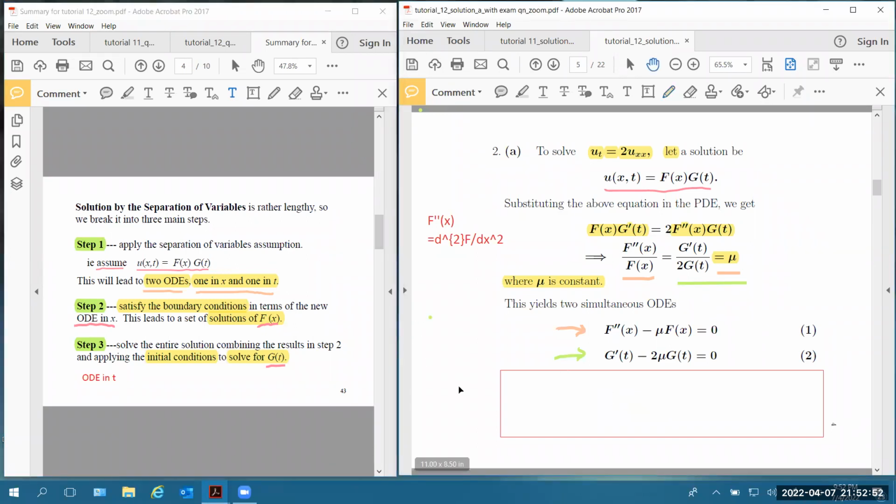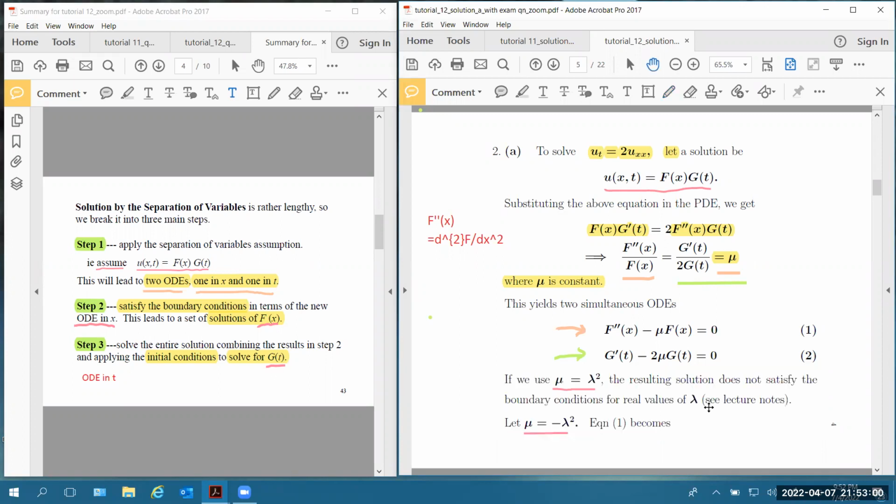Of course, before we do that, this constant mu here actually has a lot of theory inside. This constant can be positive, can be negative, can be 0. Inside our lecture notes, we went through the 3 cases: when mu is lambda square, meaning mu positive; when mu is minus lambda square, meaning mu negative; and also when mu is 0. So there are 3 cases, and we realized that some of the cases are not valid.